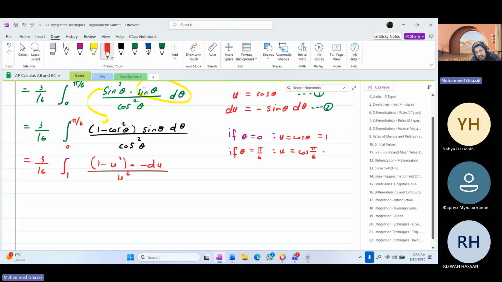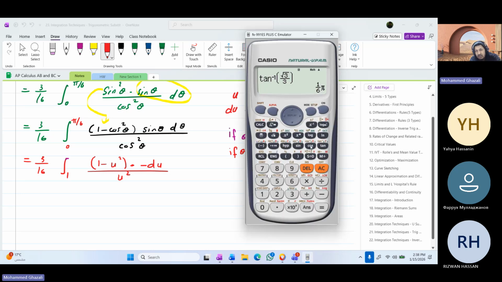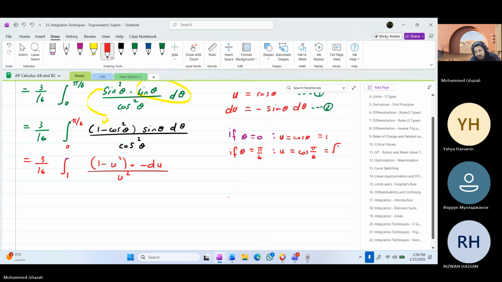What's cos of 30? You can just use a calculator. Cos of pi by 6, all right? It's 1 over 2? No, sine of pi by 6. So it's root 3 over 2. Yeah.